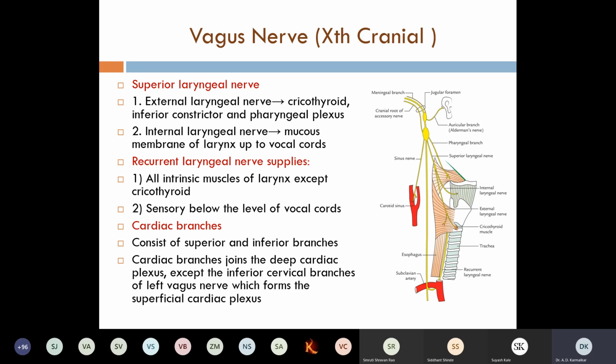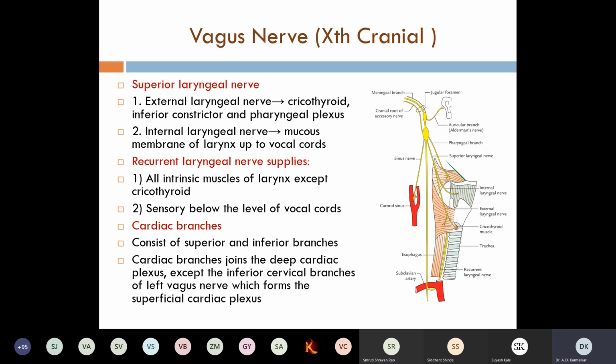Superior laryngeal nerve will give the external laryngeal and the internal laryngeal nerve. The external laryngeal nerve is going to supply the cricothyroid muscle. It is the only laryngeal muscle which is lying outside the larynx, and it is supplied by the external laryngeal nerve. Along with this, the external laryngeal nerve contributes to the nerve supply of the inferior constrictor and the formation of the pharyngeal plexus.